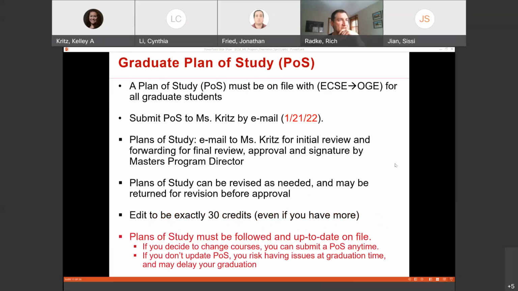Okay, so let's talk about the plan of study, right? The plan of study is probably something that's already been hammered into your head a little bit earlier in the day. It's important that you have this plan of study on file at every point that you are in your career, right?